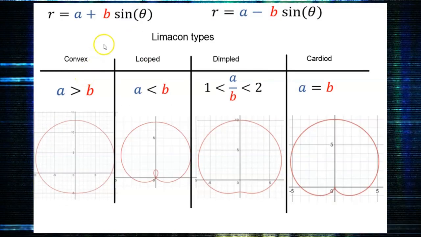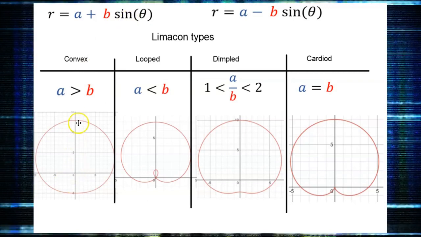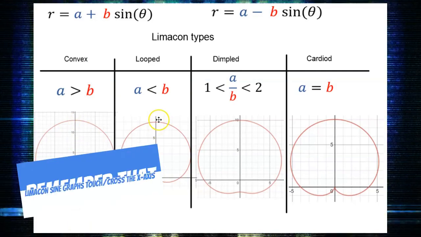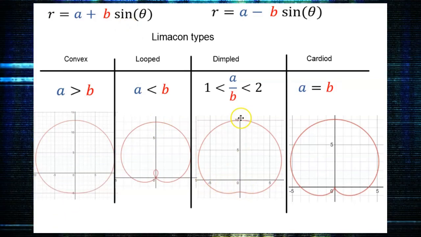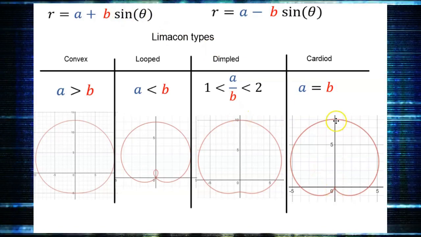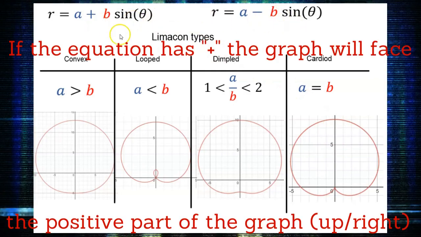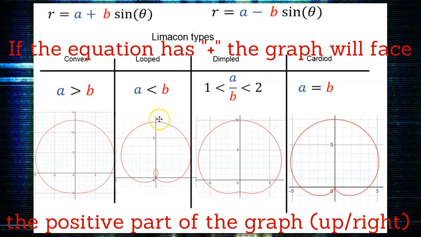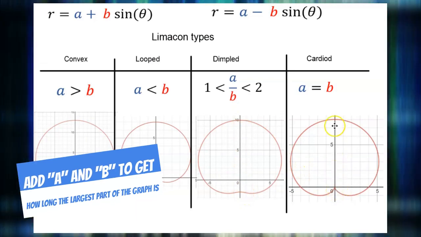If we're dealing with sine, it's going to be a little bit different. So these are sine examples. Notice that on these, the long part is vertical. So the long part is going up and down. So if it's sine, the long part is going to go vertically or up and down. And it's going to make a difference if it's plus or minus as to whether it goes up or whether it goes down. If it says plus, these are all plus examples, the long part is going to be facing up.